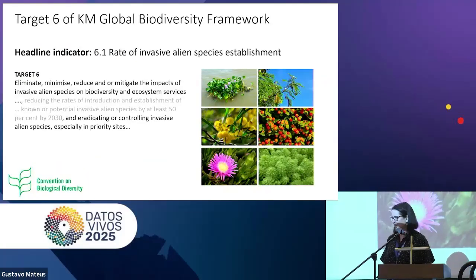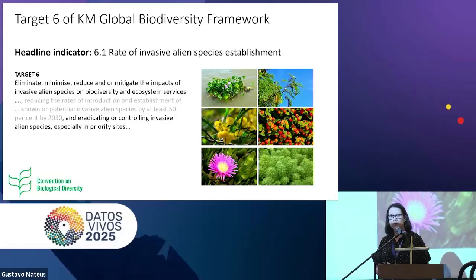So we've seen this text multiple times. The headline indicator for this target under the Kunming-Montreal Global Biodiversity Framework is rate of invasive alien species establishment. And that headline indicator addresses most directly the central gray text of target 6, but it also supports, and is an earlier stage of the invasion process related indicator for, the other two parts of the target. So it is good in the sense that it's quite a good overarching individual indicator.